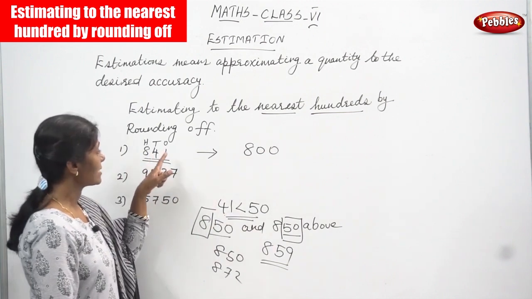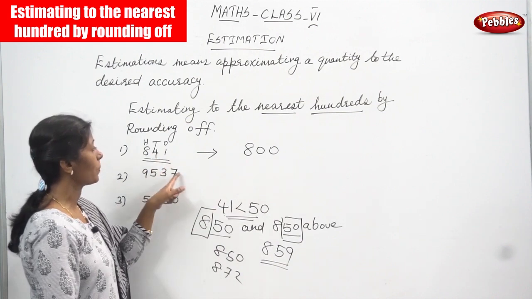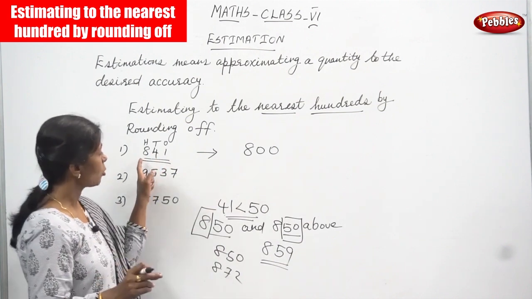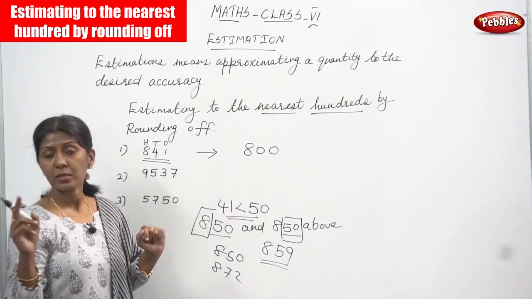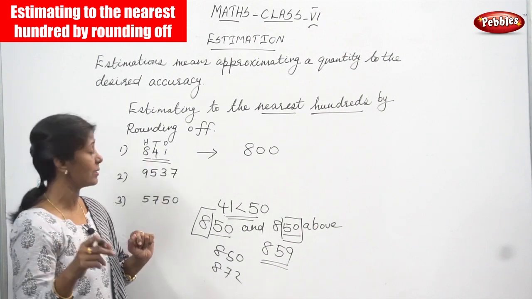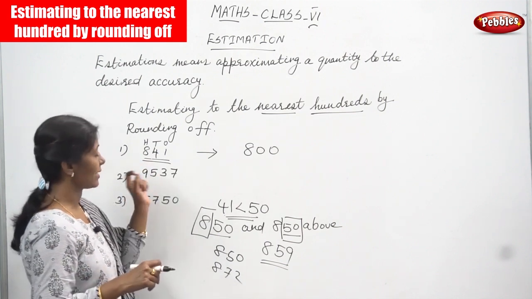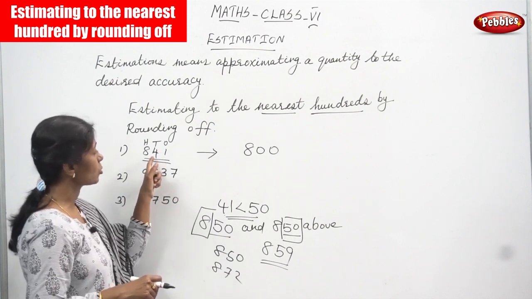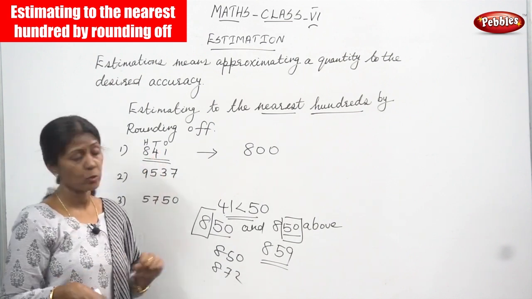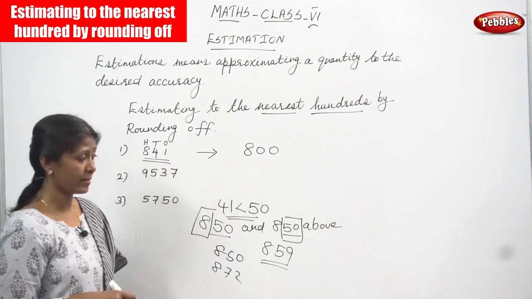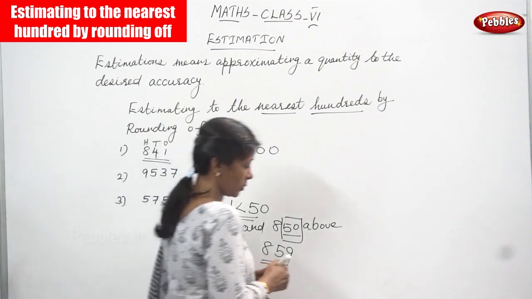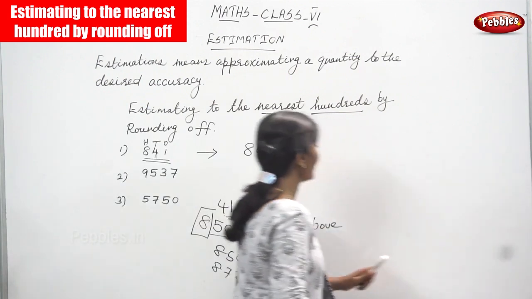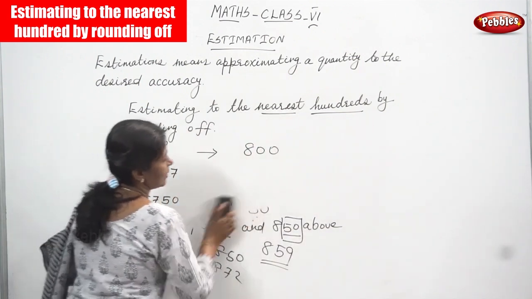So the ones and tens, these two places, for the nearest 100. What are you going to do? 100 has two zeros, you have to write them. So round off to the nearest 100: these two digits, tens and ones, you have to put 0. That is what the nearest 100 is, 800. For this question 841, the nearest 100 is 800.